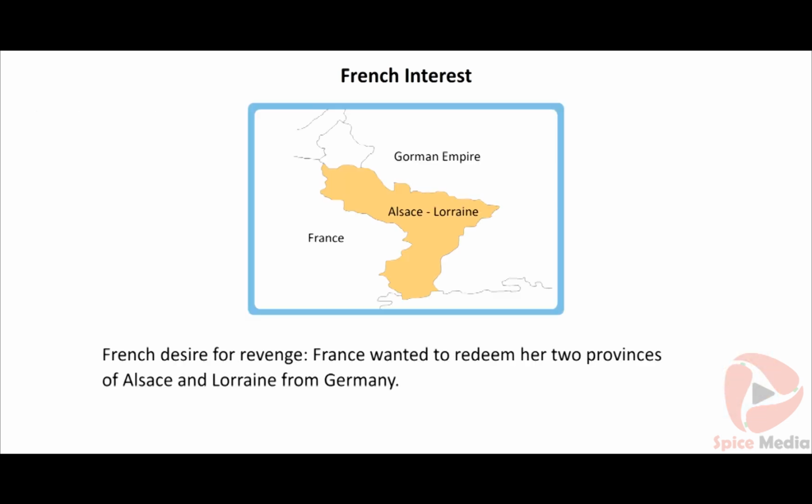Alsace and Lorraine, the industrial region of France, was annexed by Germany after the Franco-Prussian War. France was looking for an opportunity to get back these regions. France moved closer towards England to fight against Germany.